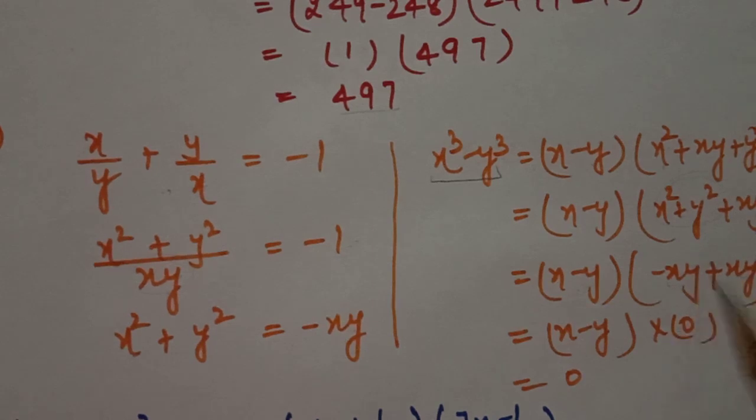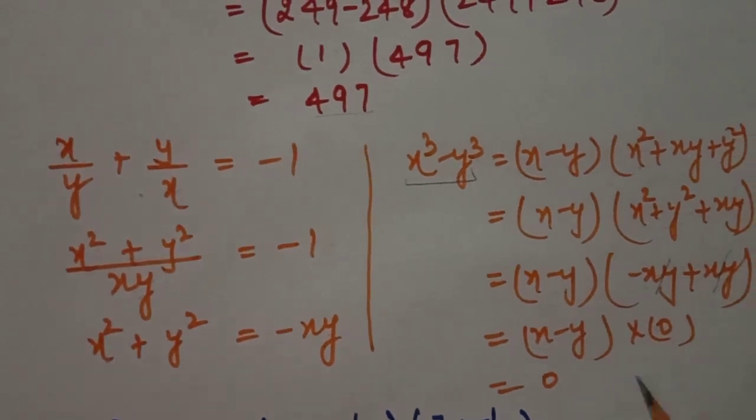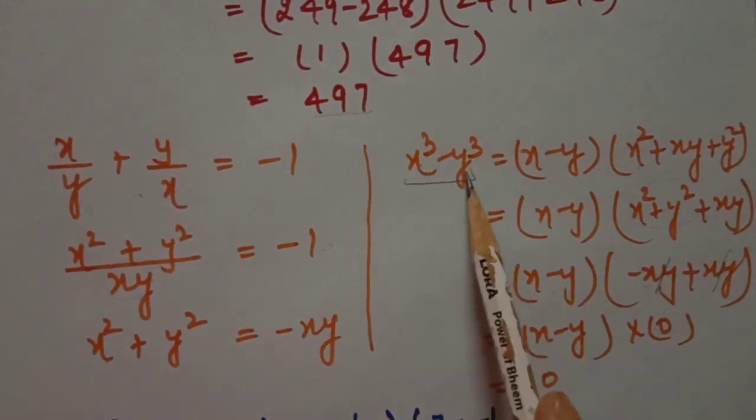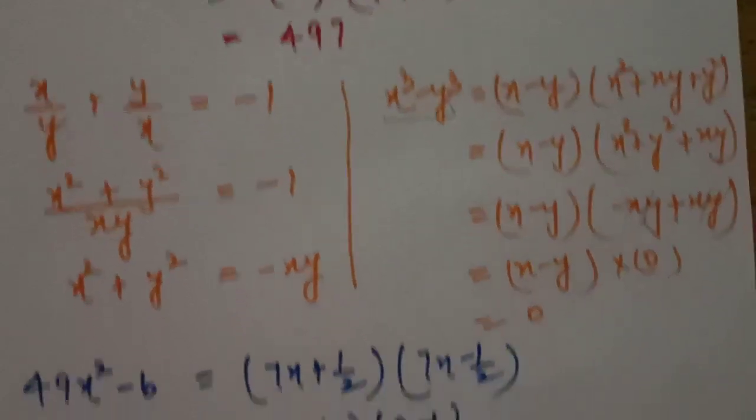It gives us 0 because they will cancel out each other. They are equal with opposite sign. So now x minus y is multiplied with 0, then it is also 0. So the value of x cube minus y cube is 0. This is your 8th question. Next question, question number 9.